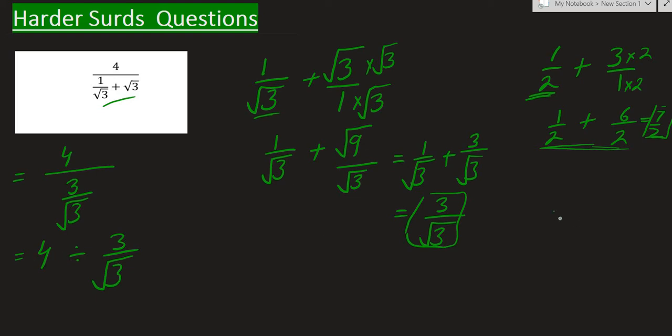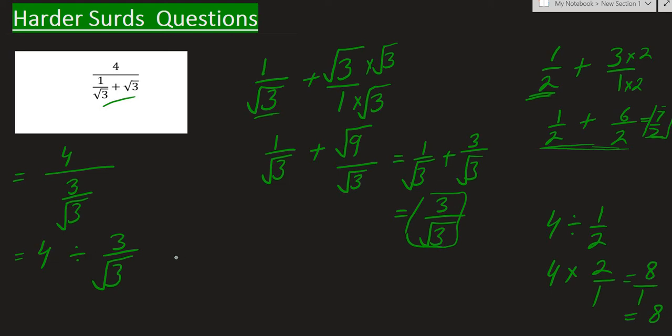Let me explain. If you have 4 divided by, let's say, half, what you're going to do is change divide into times. Then I'm going to flip the second fraction, so it's going to be 2 over 1. So I can times now: 4 times 2 is 8 over 1, which is going to be 8.